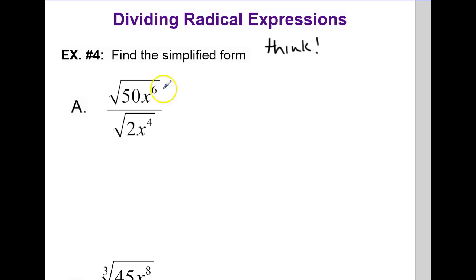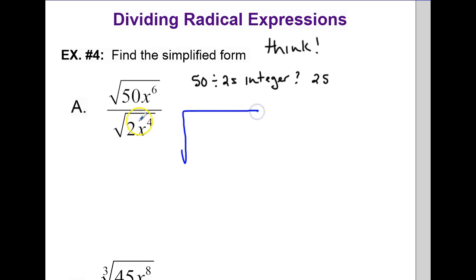And what I want you to ask yourself is, 50 divided by 2, is that an integer? Is that a whole number? And it is. It's 25. So let's use the quotient property and put this all underneath one radical.